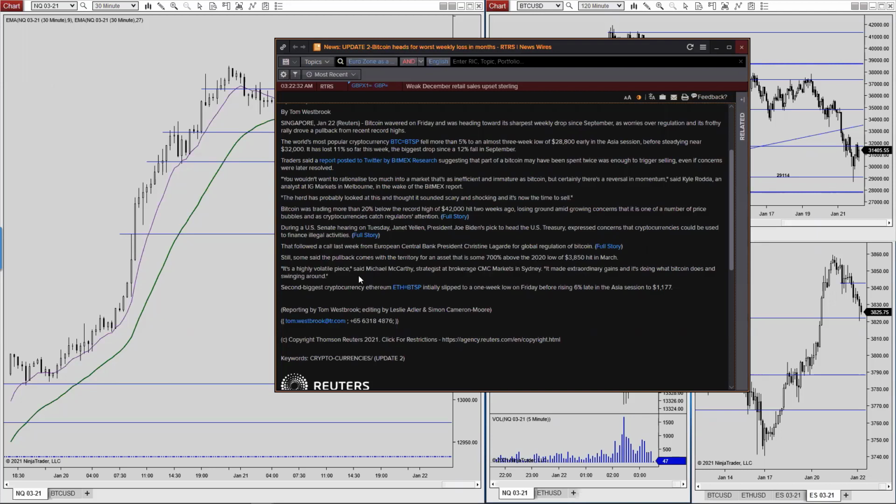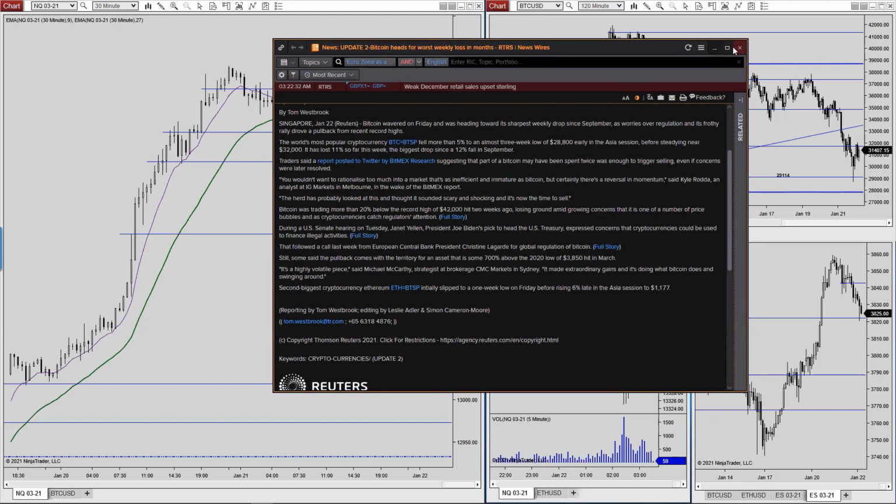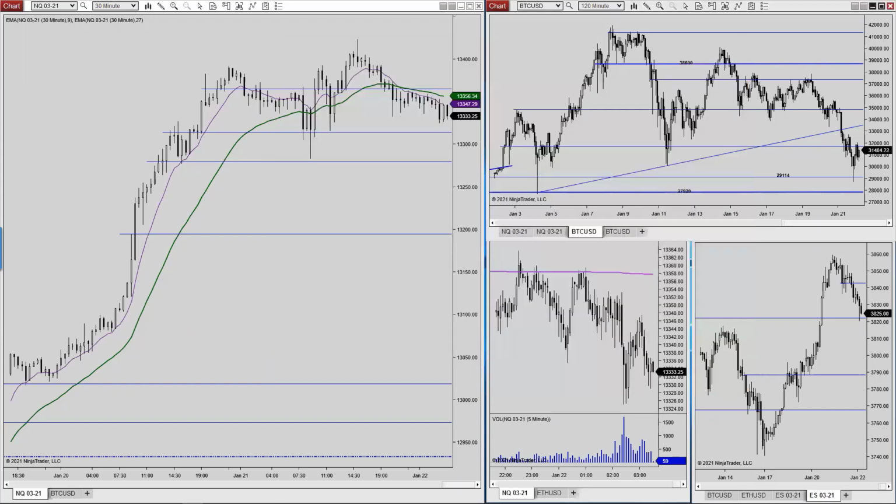It's a highly volatile piece, said Michael McCarthy. It made extraordinary gains and is doing what Bitcoin does, swinging around. Bear with me.